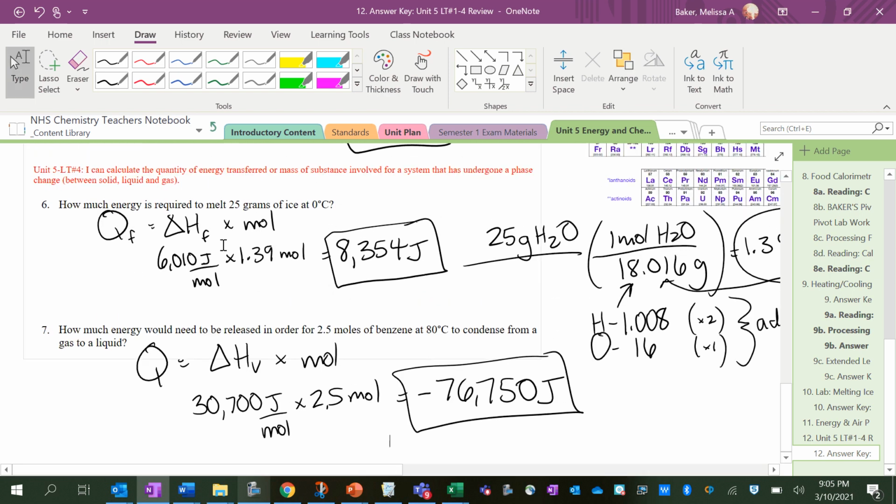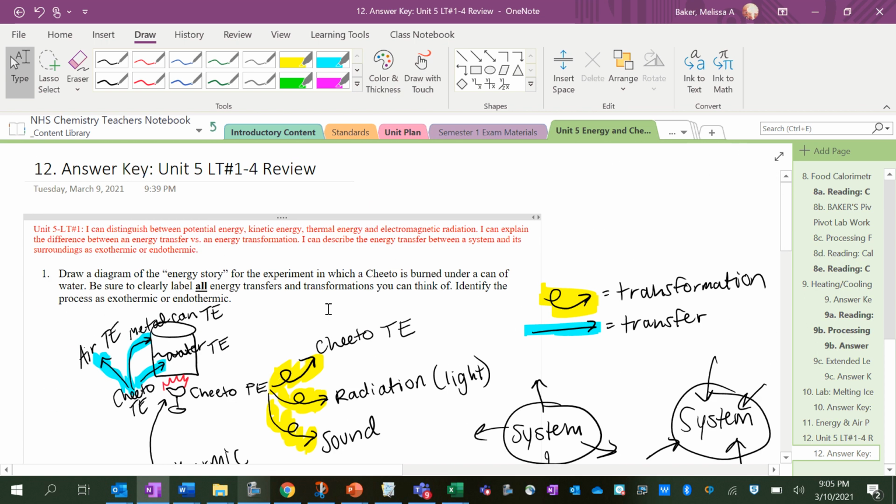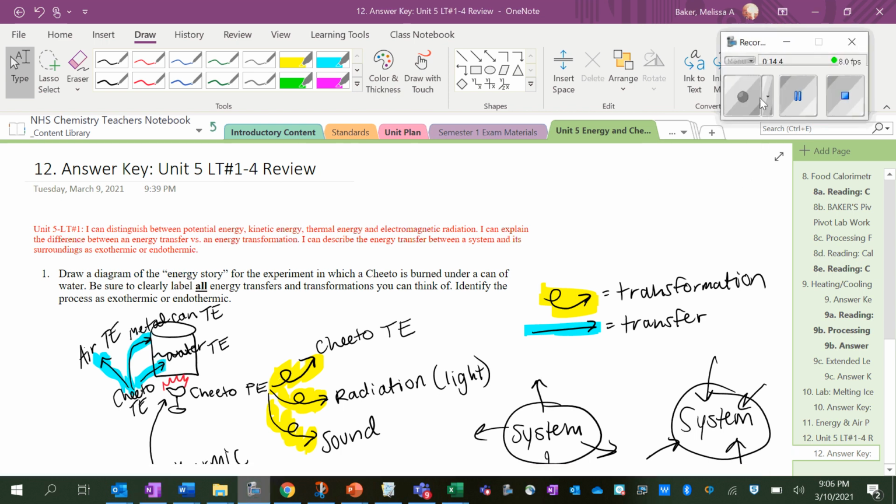And this didn't include anything about heating or cooling curves, but that's definitely something you want to review just because it helps your understanding of how to do these calculations too. So there you are. Hopefully that's feeling like you have a pretty good grasp of the learning targets or are moving in that direction. Yay, yay.